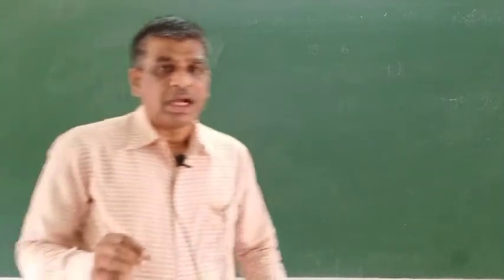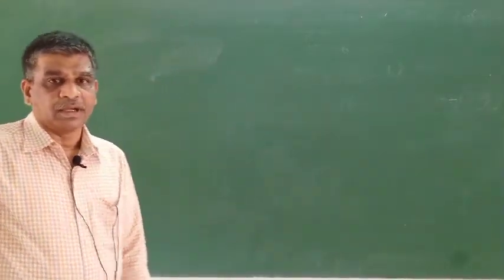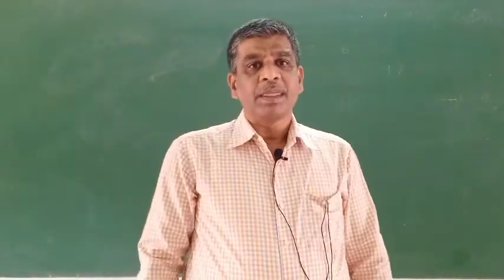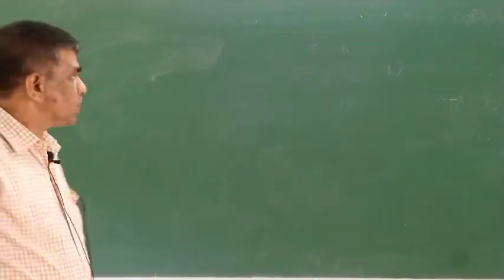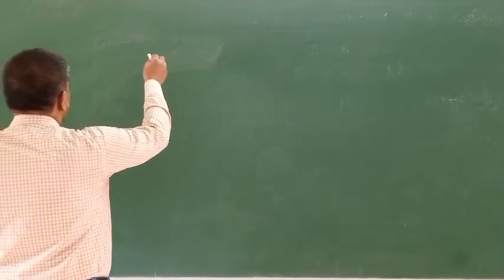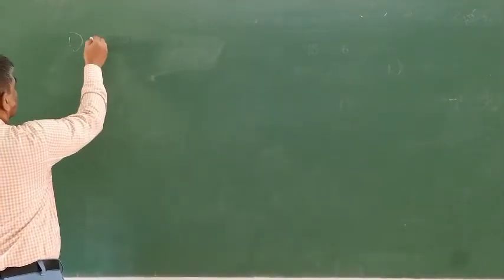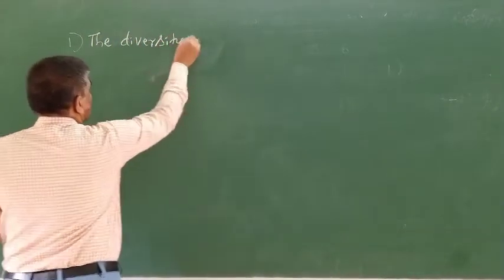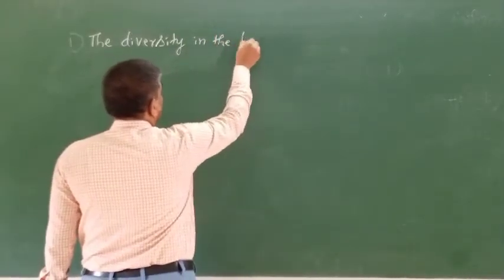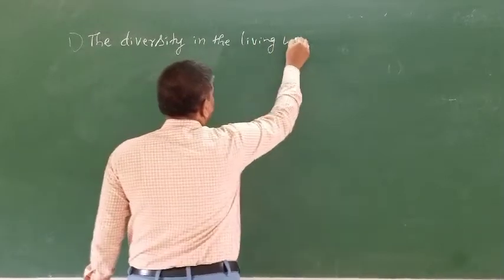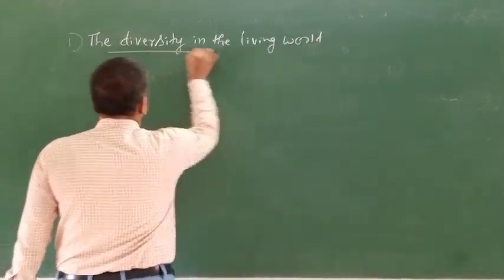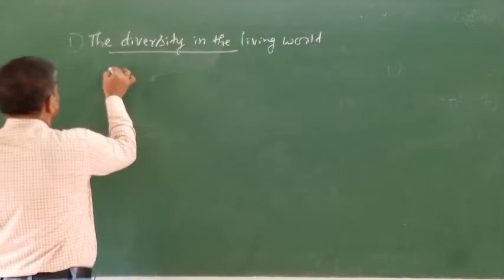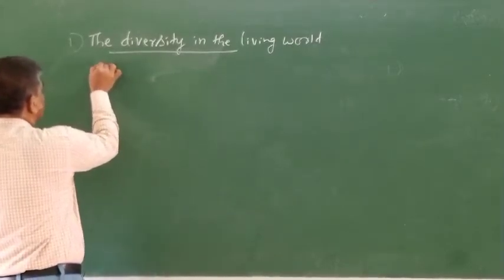So today, I will explain some of the lessons of your first PUC biology topic. Regarding the first PUC biology syllabus, we have to study 5 different units. Unit number 1 is the diversity in the living world. This is your first unit of the first PUC syllabus. In this first unit, you are supposed to study 4 different lessons.